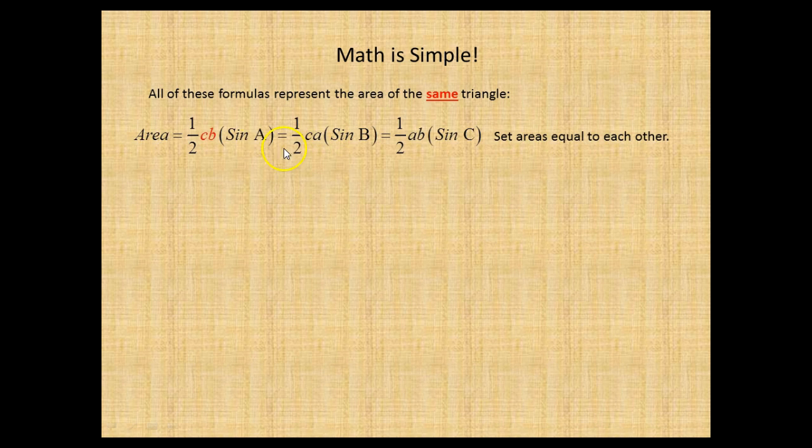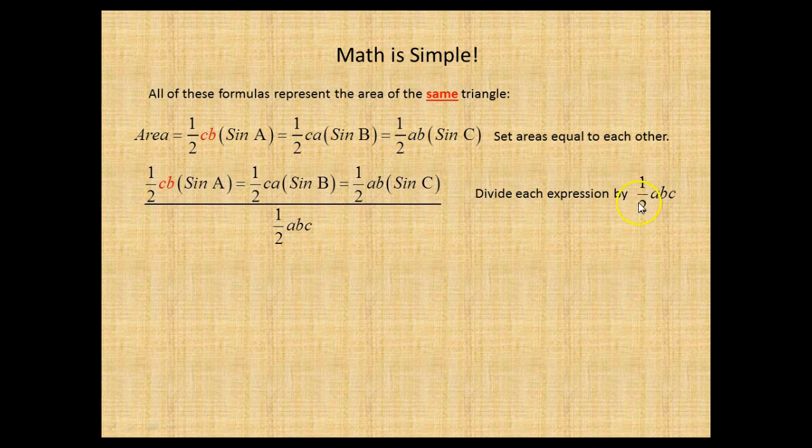So let's put them equal to each other. The first area we had was: the area is equal to 1/2 C times B times sine A, of the first angle we use. And that's equal to 1/2 C times A times sine B. And that's equal to 1/2 A times B times sine C. They're all equal, as we stated before, because they were all equal to area, okay? And so we just put one area and put them equal to each other.